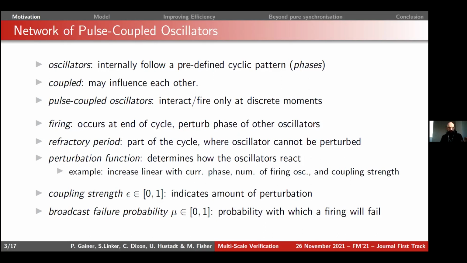Our addition to that is that we also assume that these things may fail to fire, and that the oscillator that wants to fire just has a probability of not firing at all. So the failures lie within the firing, not within the perception.